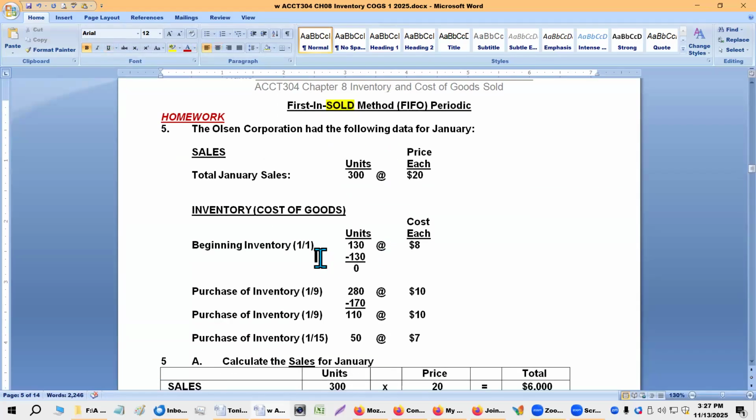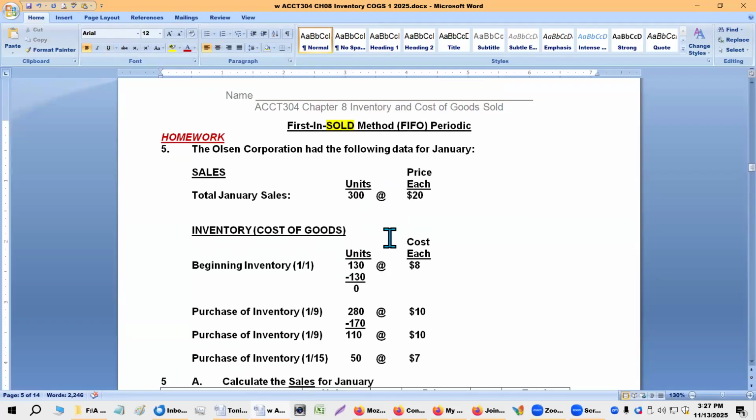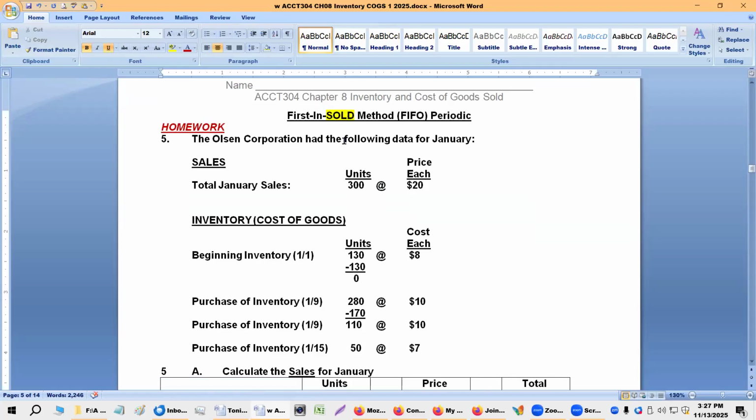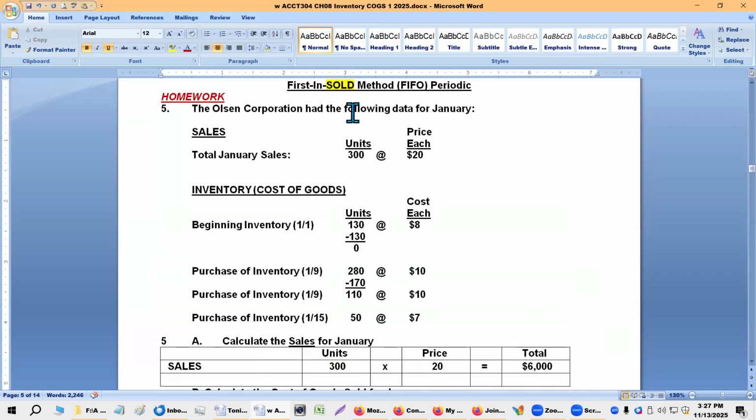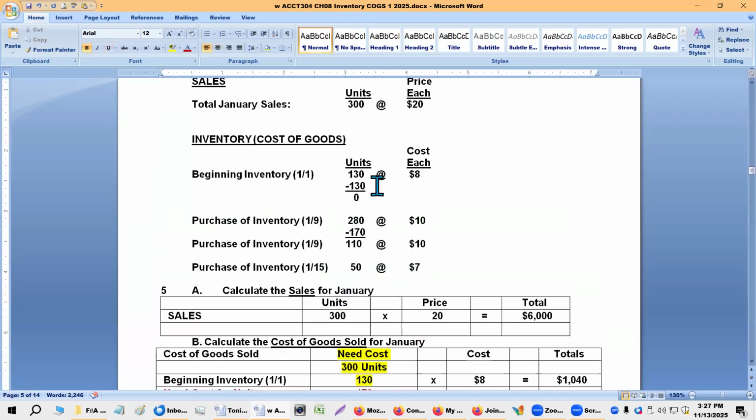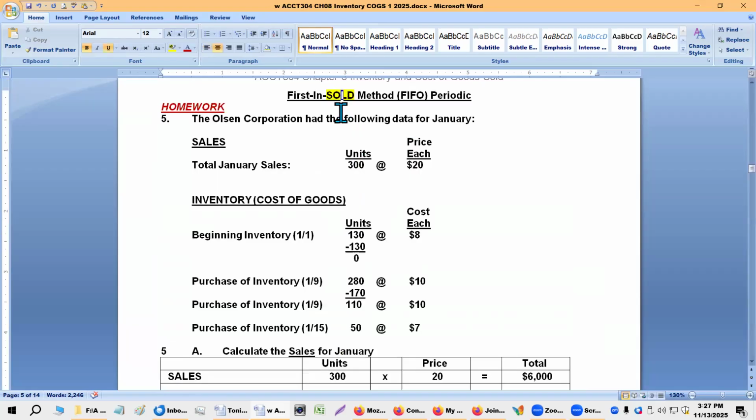We're assuming that these came from the beginning inventory, which is probably the way most things work. First ones in are the first ones you sell. So you're assuming that they're the first ones that are sold, and so you take it from the beginning. And it's exactly the same data.